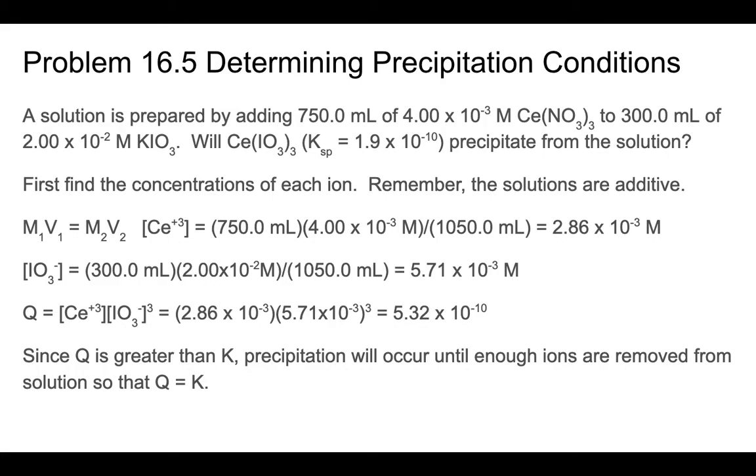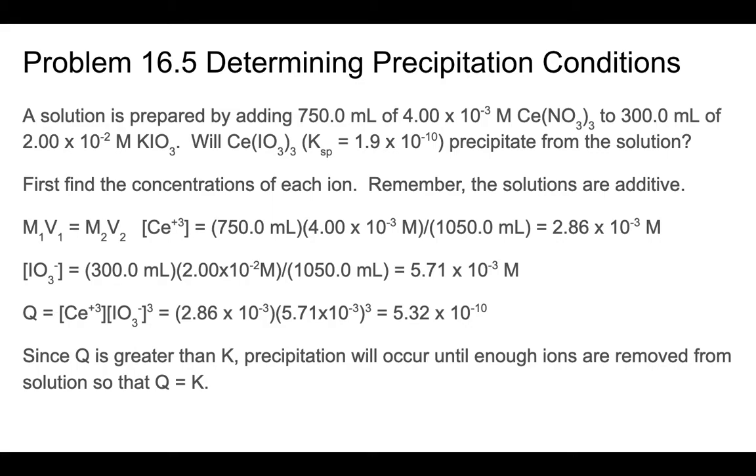So what are the ions going to do? They're going to form the solid. You're going to form some solid. It's going to settle to the bottom. Precipitation will occur. If QSP is greater than KSP, precipitation occurs. If QSP is less than KSP, then you are unsaturated. If Q equals K, you have a saturated solution and you have an equilibrium.